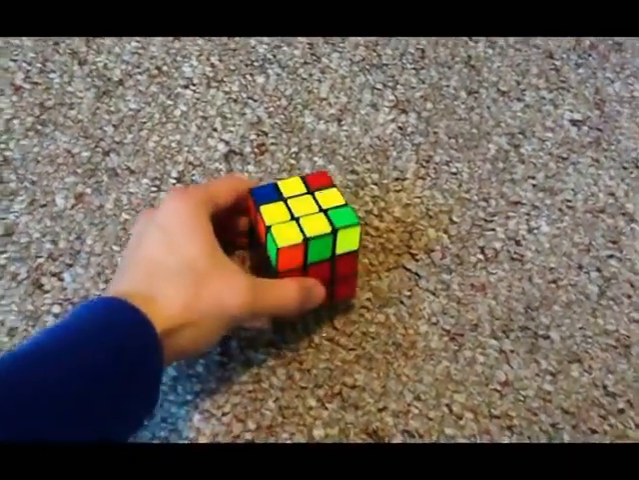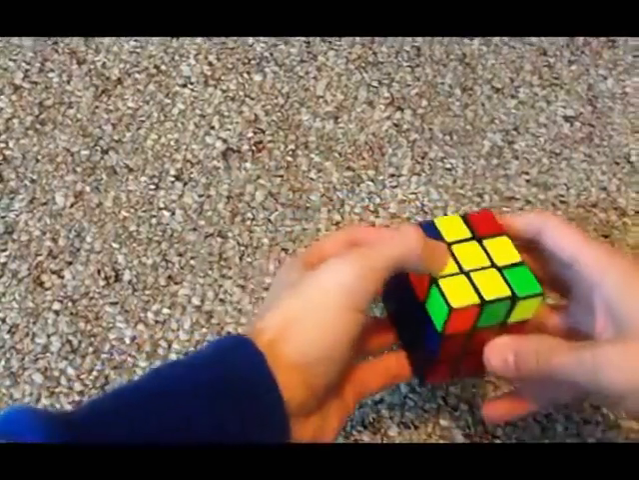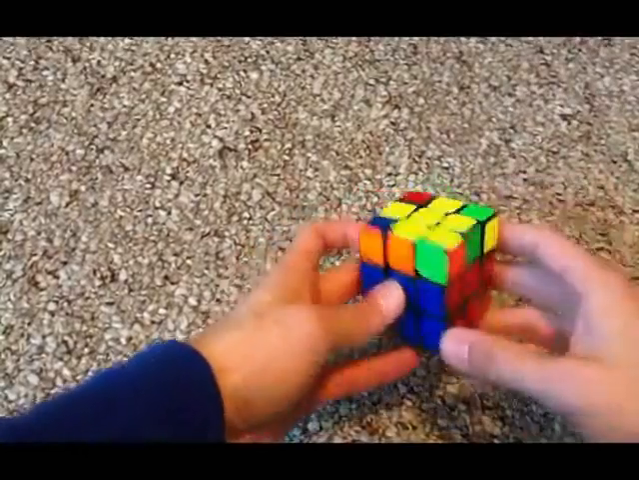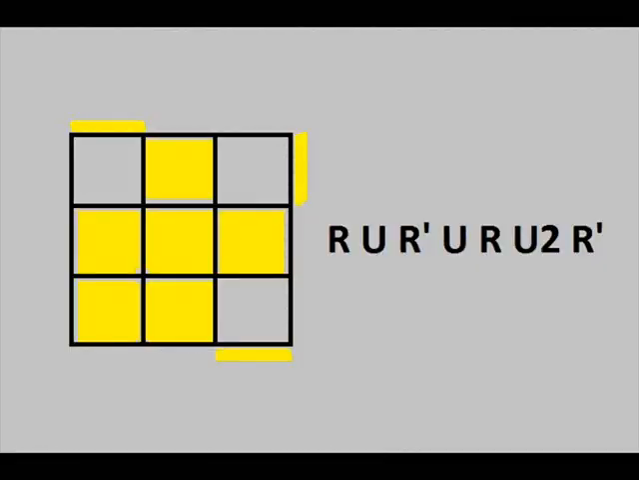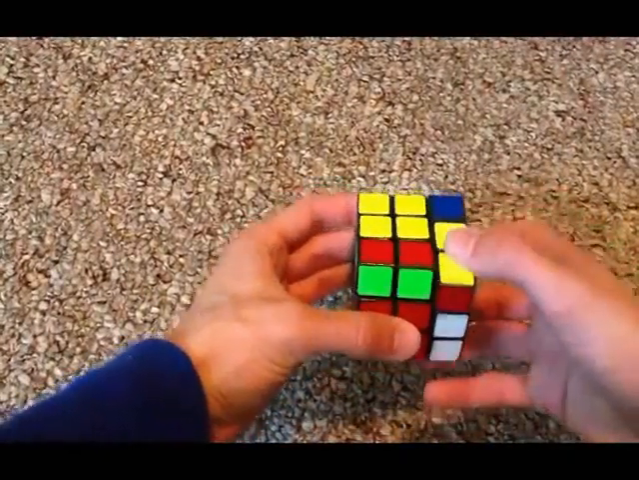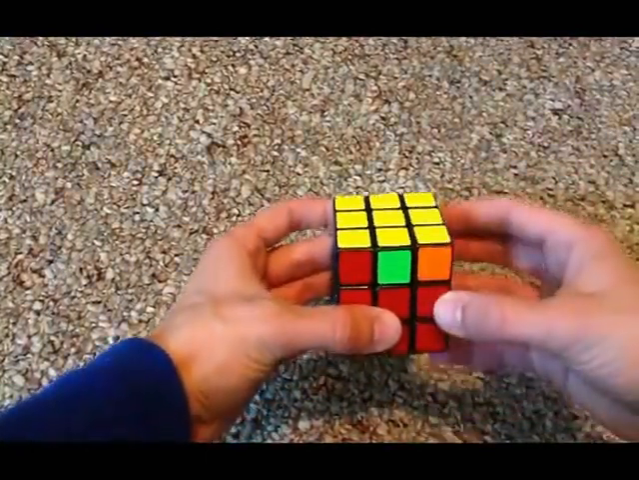There's also the opposite fish, where you're going to have the yellow starting on this side, and you're going to perform the same algorithm, but you're going to start on this side of the fish because there's no yellow on this side. So you're going to perform the exact reverse of that algorithm. R, U, R prime, U, R, U twice, R prime.